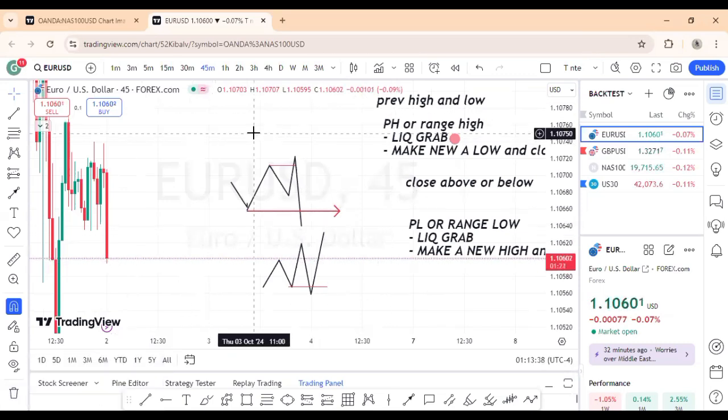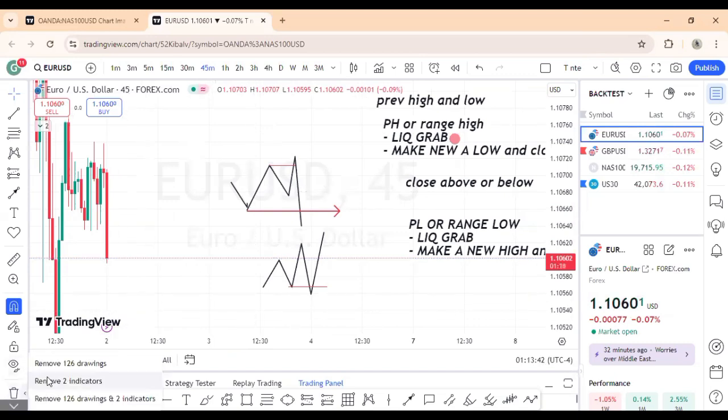I'm a little cluttered. All right, so let's take off all this.